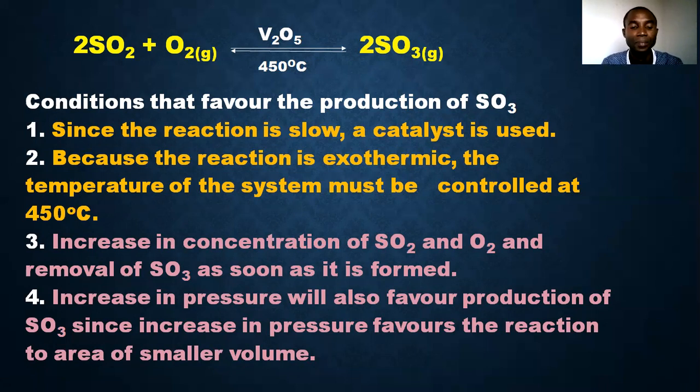Now, an increase in pressure will favor the production of sulfur 6 oxide, since an increase in pressure favors the reaction toward the side of smaller volume. So an increase in pressure will favor production of sulfur 6 oxide. These are the conditions that favor the production of sulfur 6 oxide.